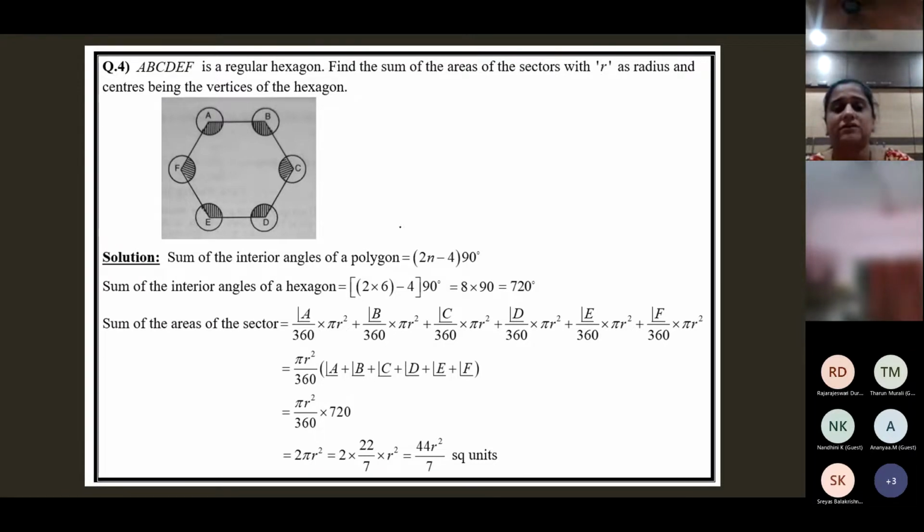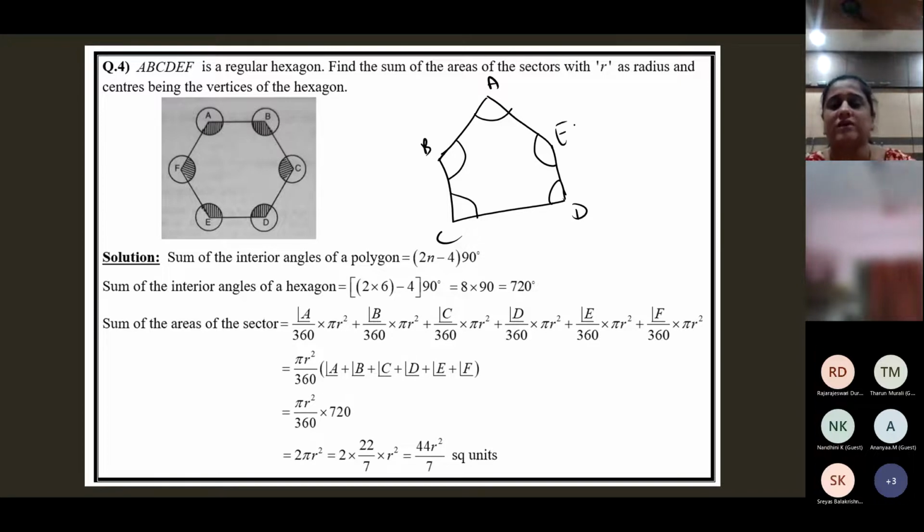If it's a pentagon and you have to find the sum of the areas of all the sectors like this, then you'll have only 5 angles, A, B, C, D, E. And the sum of the 5 angles you must find. 2n, 2 into 5, 10, minus 4 into 90, 6 into 90, 540 degrees. So angle A plus angle B plus angle C plus angle D plus angle E will be equal to 540.